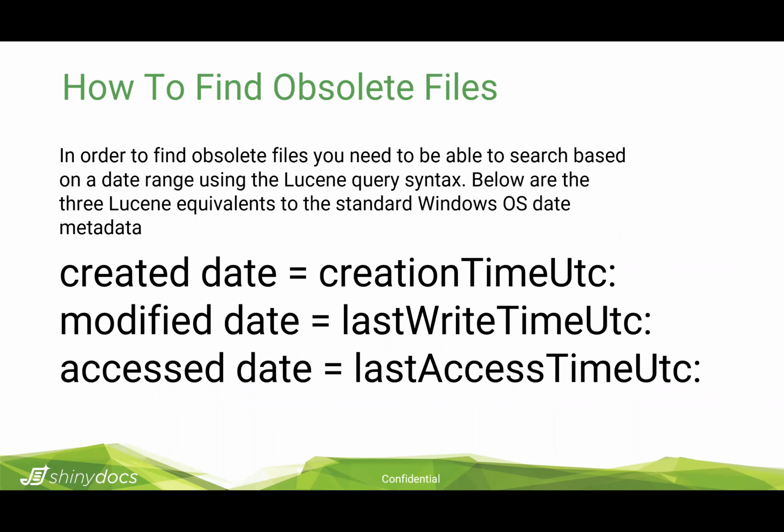Obsolete files are found using the three standard date properties of a file: the created, modified, and access date. Our Cognitive Toolkit relies on the Lucene query syntax to find files based on this metadata. In Lucene, the created date equivalent is creation time UTC, modified date is last write time UTC, and access date is last access time UTC.